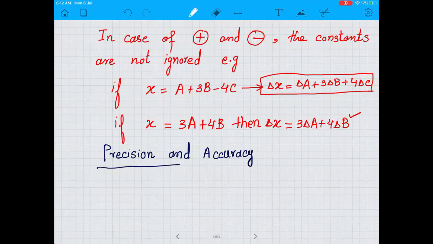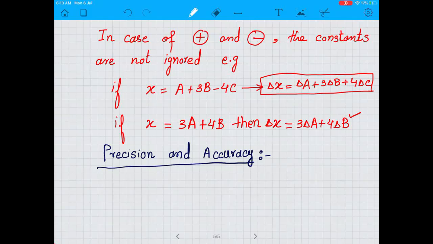The next topic that we have to cover is precision and accuracy. Basically, precision and accuracy is about the quality of the data that we collect. No data is correct, no data is incorrect, or you can say that an experimenter cannot comment on the validity of the data.